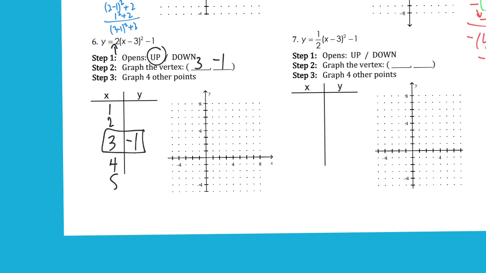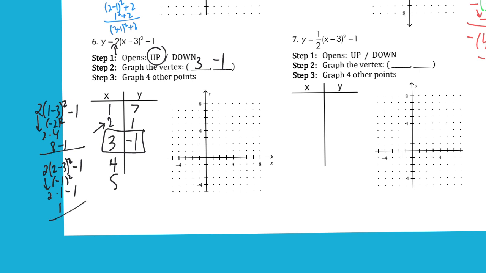Okay, so we do 2, and then I'm going to plug in 1 minus 3 squared, and then subtract 1. So it would be negative 2 squared. That's 4. And then bring down the 2 times 4 is 8 minus 1 gives us 7. And we can plug in 2 right here. So we do 2, and that's 2 minus 3 squared minus 1. 2 minus 3 is negative 1 squared is going to be 1. Times it by 2, bring that down. And then minus 1, that's going to be 2 minus 1 is going to be 1.